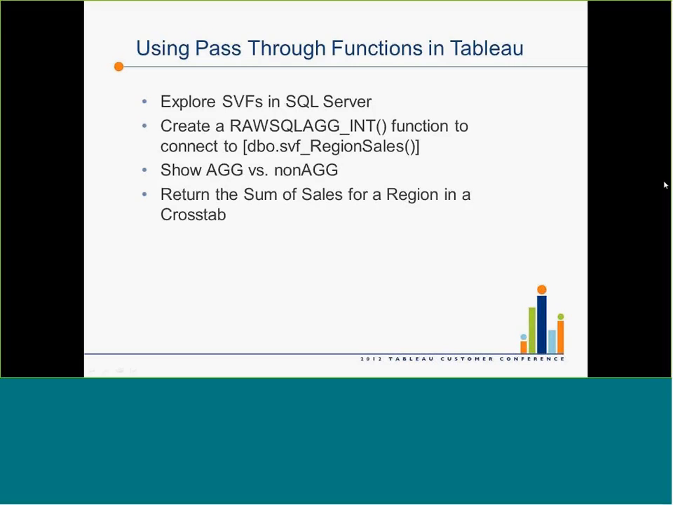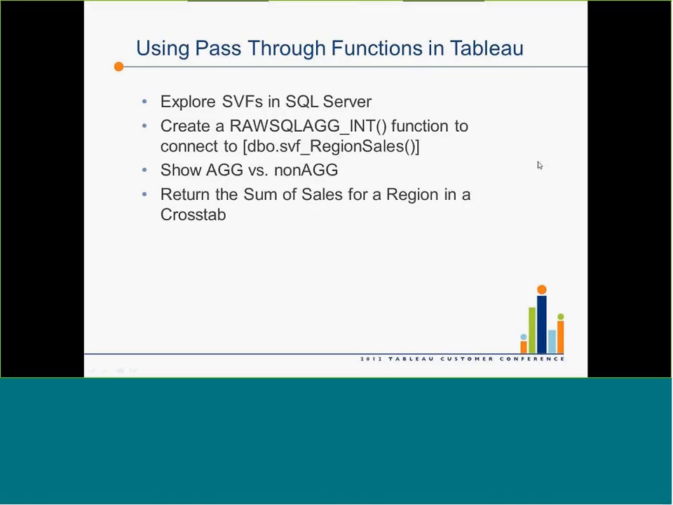All right, so what I want to do now is explore my scalar value functions in the server. We're going to create a raw SQL aggregate function that returns regional sales. I'm going to show you the difference between AGG and non-AGG, and we're going to return the sum of sales for a region in a crosstab, along with other dimensions.